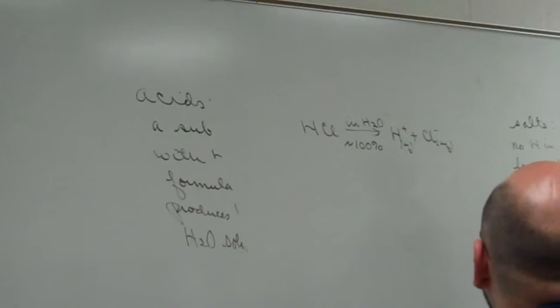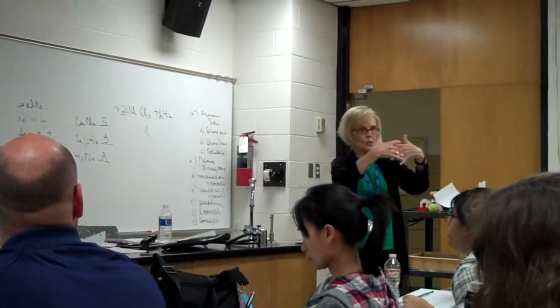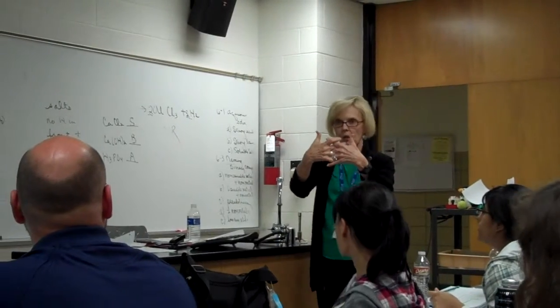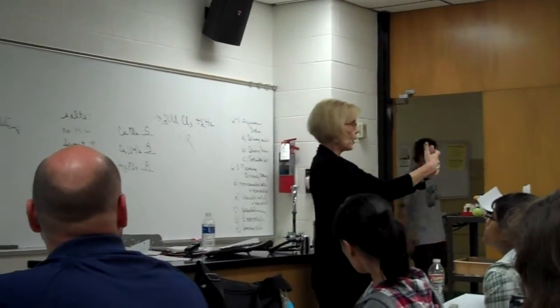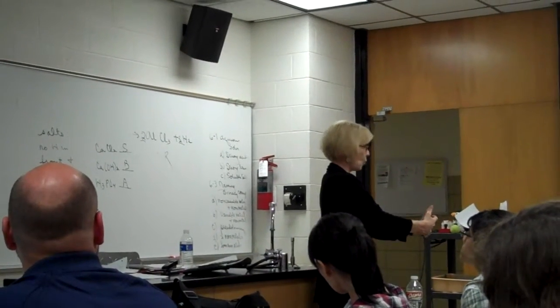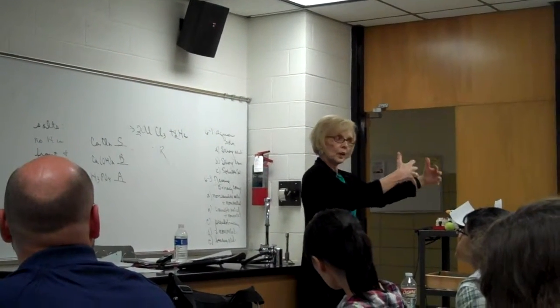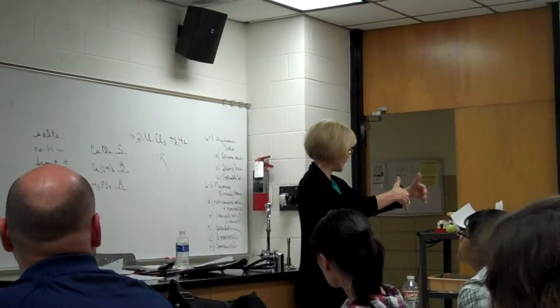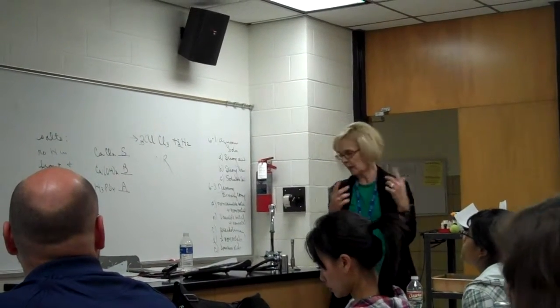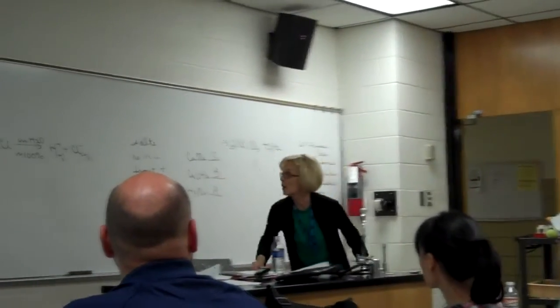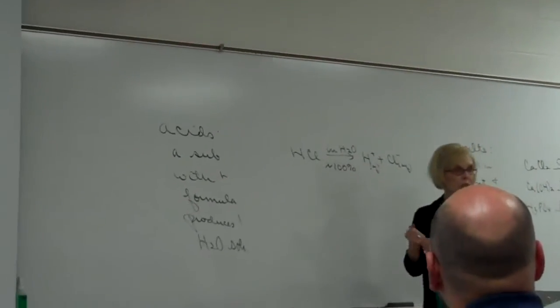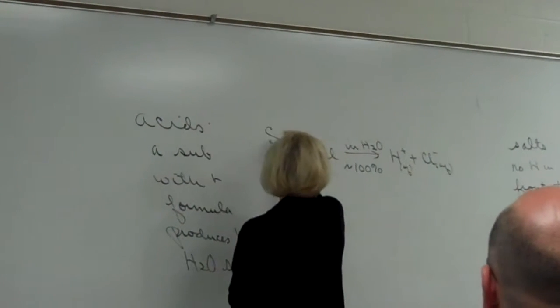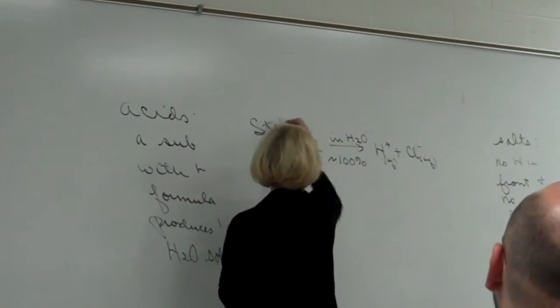Now, let's analyze what that means. Here's an H, here's a Cl. Pure state. They are bonded together. I'm going to take 100 of them and put those 100 molecules down in water. All 100 of them come apart and they produce as many hydrogen ions and chloride ions as they can. If an acid goes 100% to the right, we say it is a strong acid.